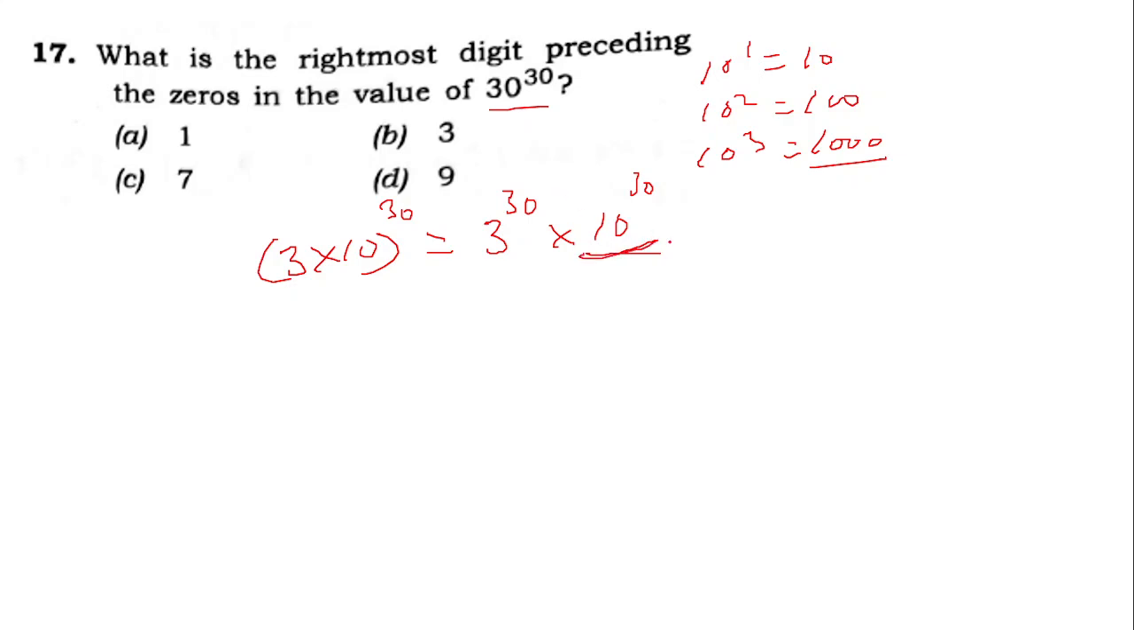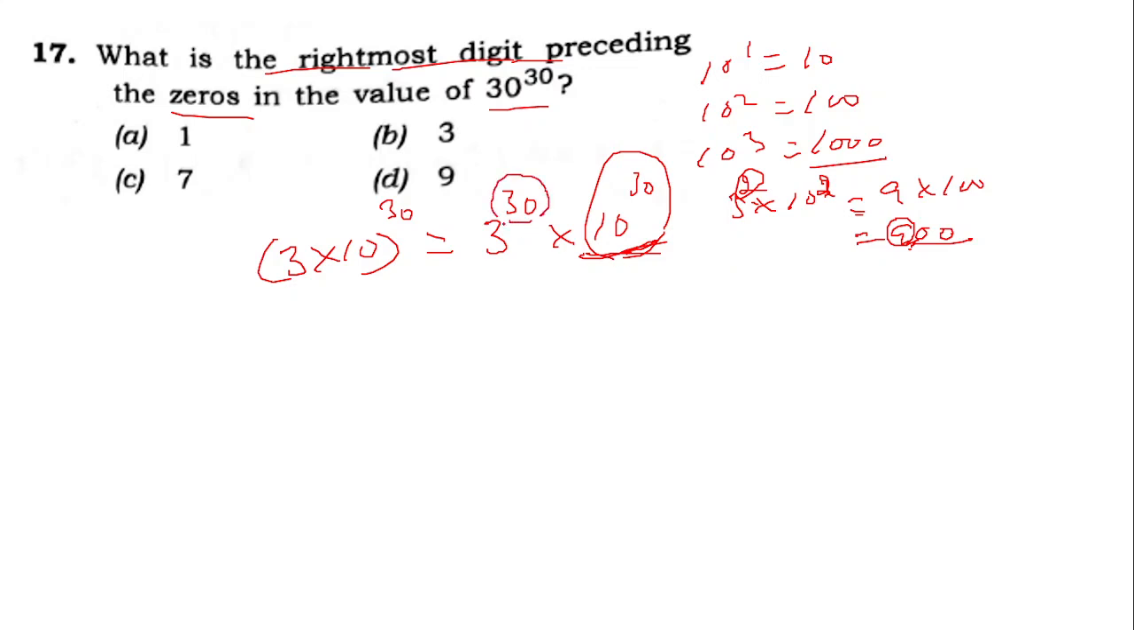So I don't need to worry about this. This I'll neglect, because it asks what is the rightmost digit preceding the zeros. That is, before the zeros, what is the number? For example, if it was 3 to the power of 2 into 10 raised to the power of 2, which means 9 into 100, going to be 900. So the question is, what is the digit before the 0? It is 9. If it was 3 to the power of 2, okay, but now I have to find out what is 3 to the power of 30.